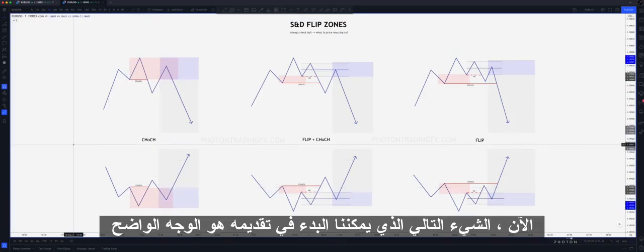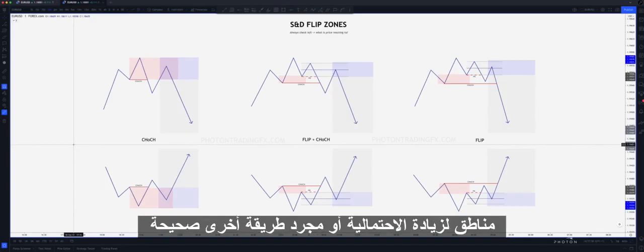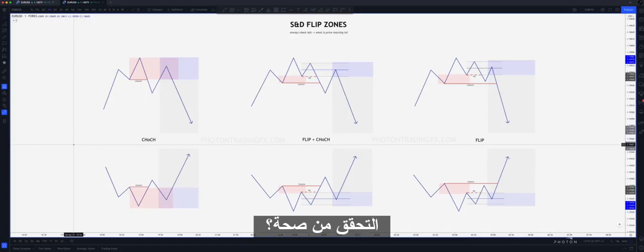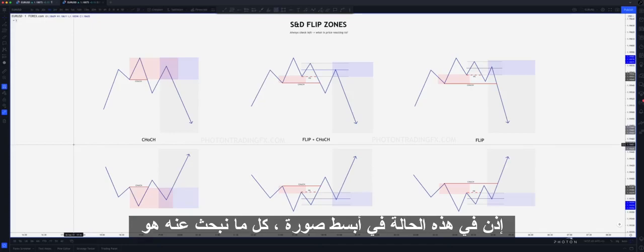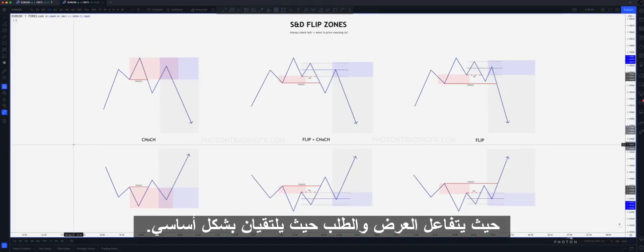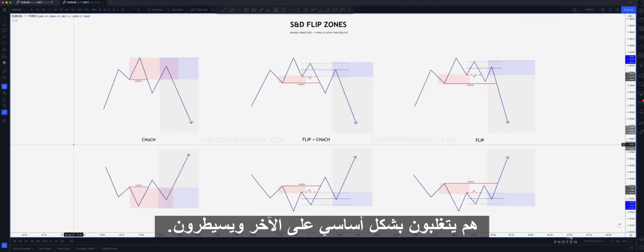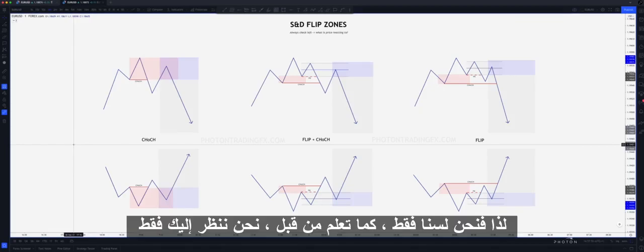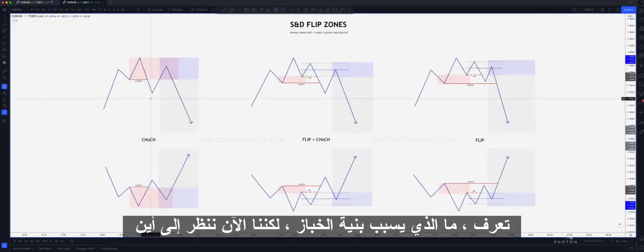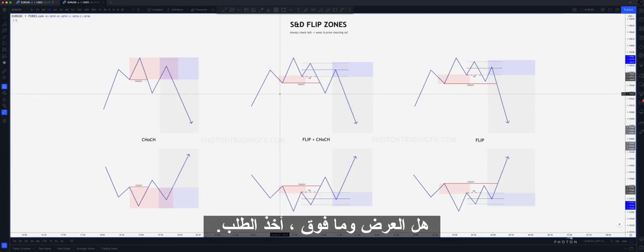Now, the next thing that we can start to introduce is obviously flip zones to increase the probability, or just another way of validating what may potentially be a strong zone. So in its simplest form, all we are looking at is where supply and demand are interacting, where they essentially meet, they have a bit of a battle, and then one of them overpowers the other one and takes control. So before we've only been looking at what causes the break of structure, but now we're looking at where supply ends up taking out demand and where demand ends up taking out supply.